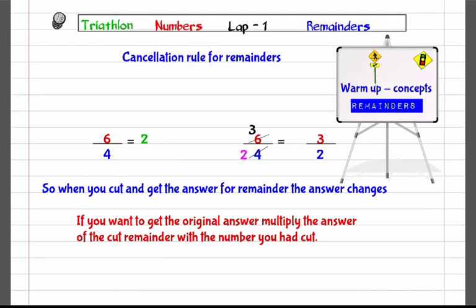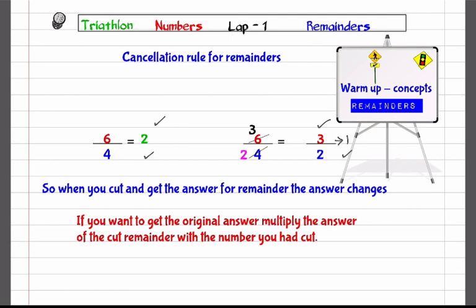Let's move on to the next rule of remainder, which is called the cancellation rule of remainders. Now, what is that? 6 divided by 4, what's the remainder? 2. But you know what, I try to cancel this. 2 3s are 6 and 2 2s are 4. Then the number that is left is 3 by 2. Now 3 divided by 2, what's the remainder? 3 divided by 2, the remainder would be 1. If you can see, if I cut the number, the remainder changes. Initially the remainder was 2, now the remainder is 1.